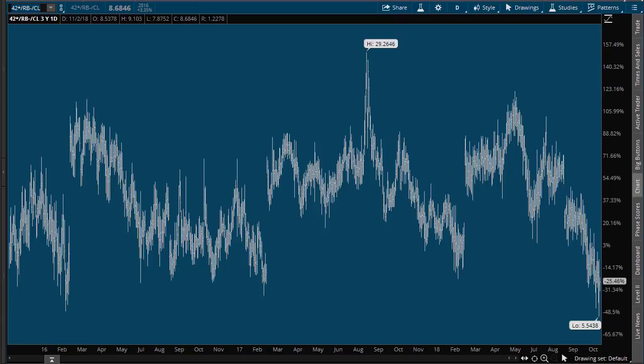In front of you, this is what the crack spread looks like. You can see it's kind of mean reverting. It's not really going anywhere. When it gets real high, it comes low. When it gets real low, it goes high.